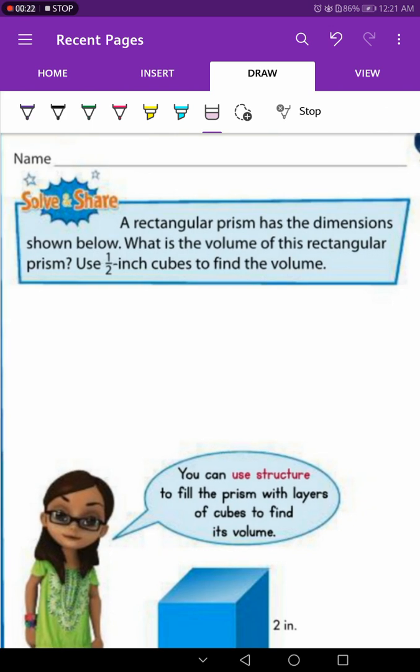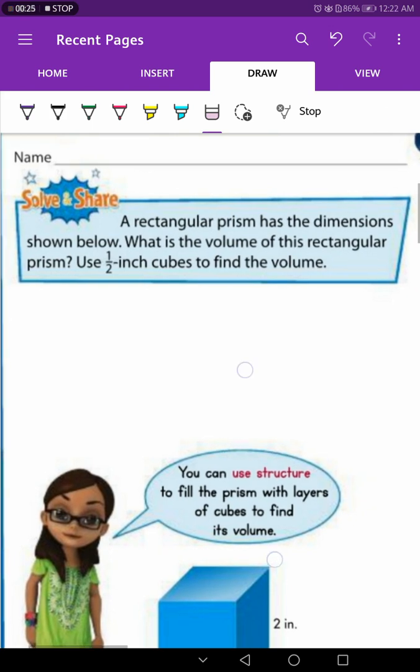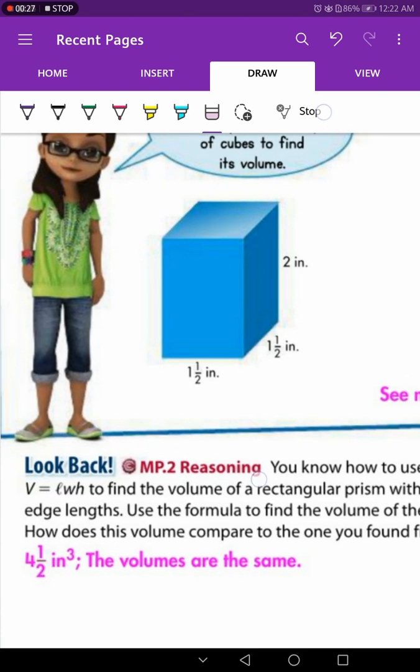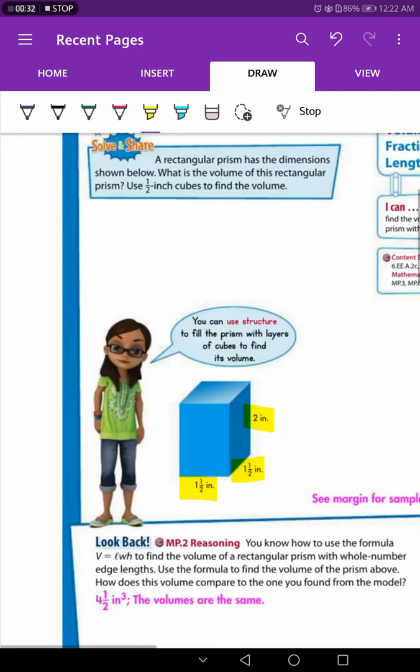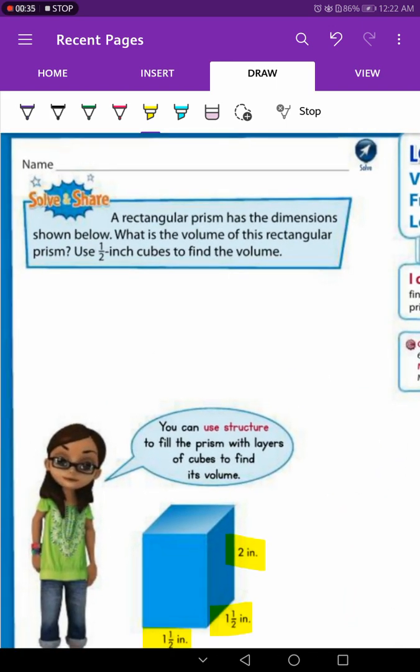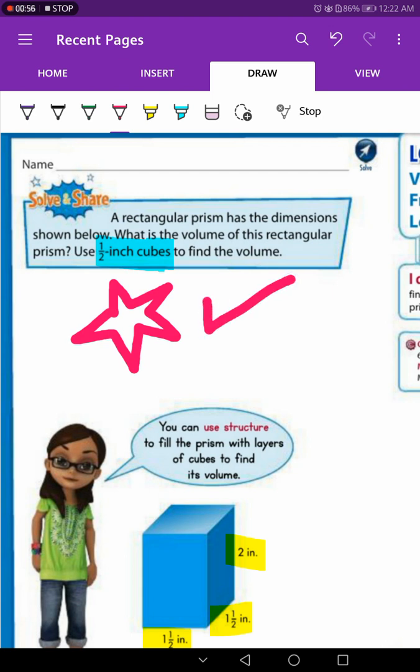A rectangular prism has a dimension shown below. This is a rectangular prism and these are the dimensions: length, width and height. What is the volume of the rectangular prism? Use 1 over 2 inch cubes to find the volume. Let me highlight this and I will tell you something about it, very important. This is a star because we will learn a new thing today.